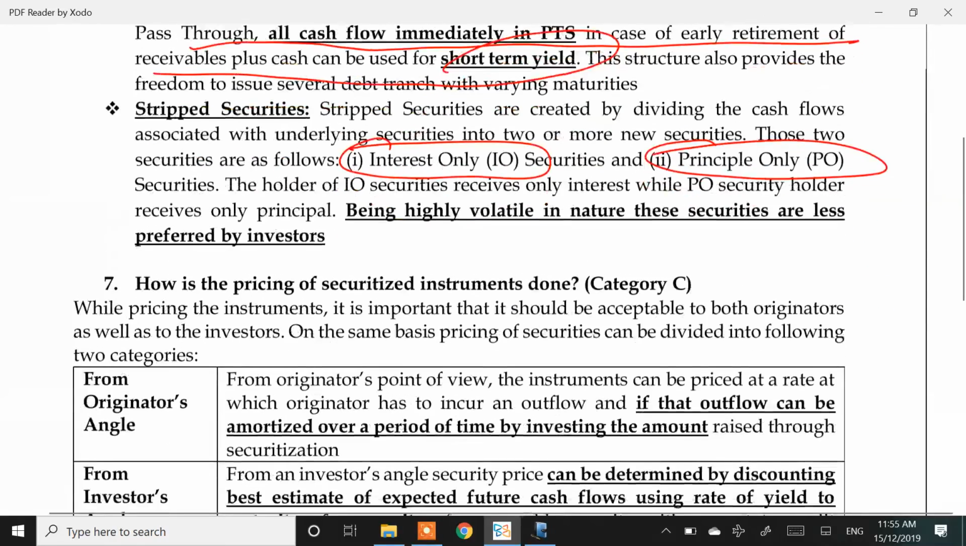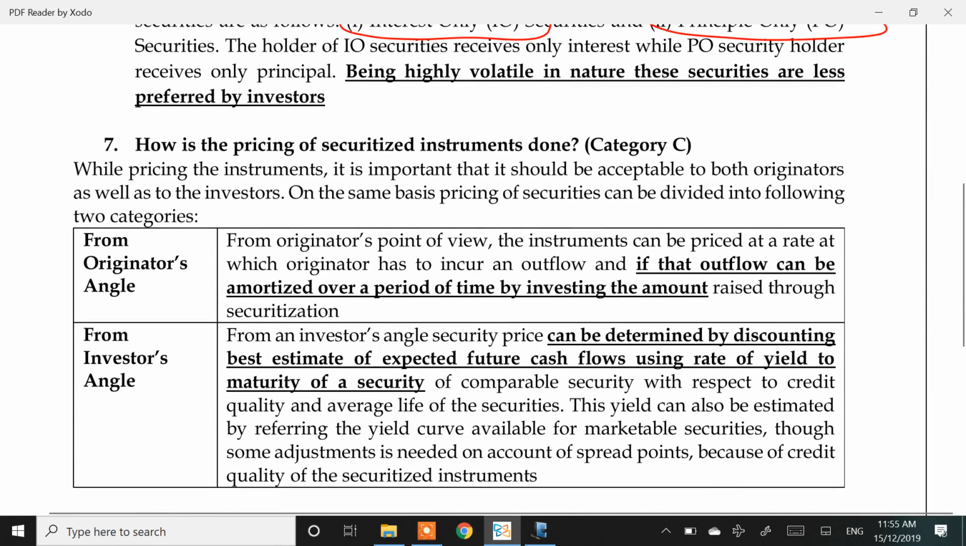Next is how the pricing of securitized instruments is done. What is the pricing of a securitized instrument? It is the rate of interest on the PTC or PTS. What you are going to try to ensure is what should be the rate of interest which is to be paid to the investor.